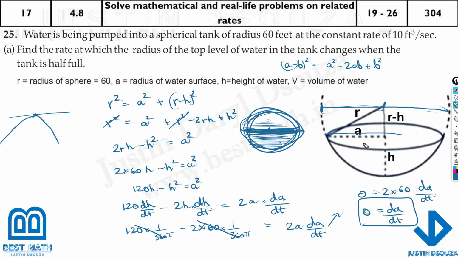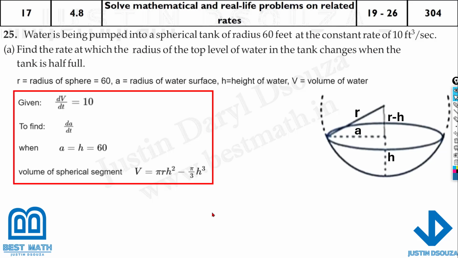The rate of change of the surface of the water with respect to time must be 0, because just after this instant, when the height is 61, it starts reducing. The radius starts reducing because it is getting smaller and smaller. Only at half, it's the maximum, and therefore the derivative is 0. So this is the way we solve the first problem. So we had got 1 by 360 pi and then 0. So you can see the solutions.